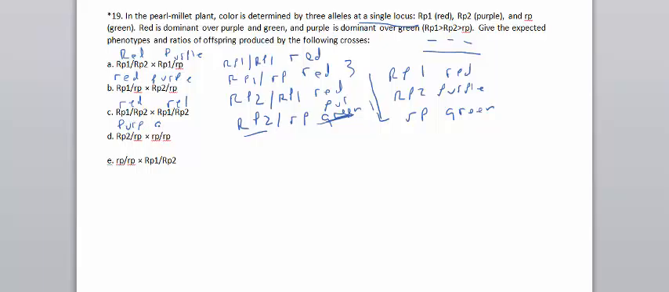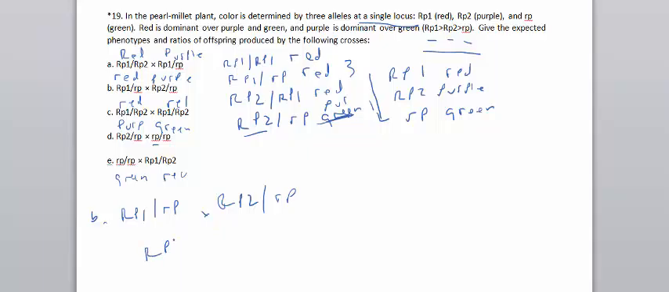Oh, there's a green one. So the only way to get green is if you get these two little rp alleles, because those are recessive. And these guys are green. RP1 is dominant, that's red. So for B, we get RP1 over rp, goes to RP2 over little rp.